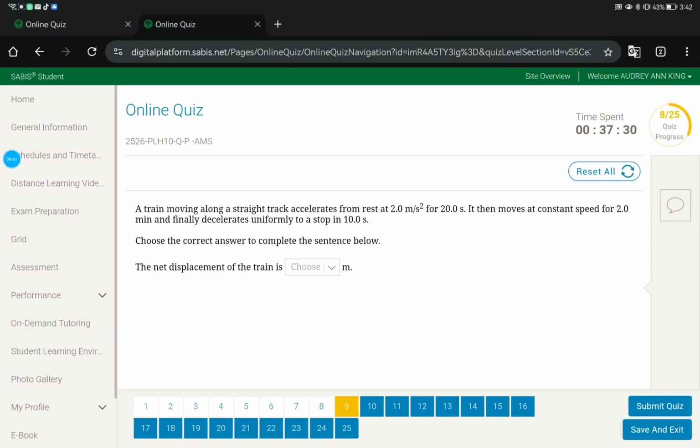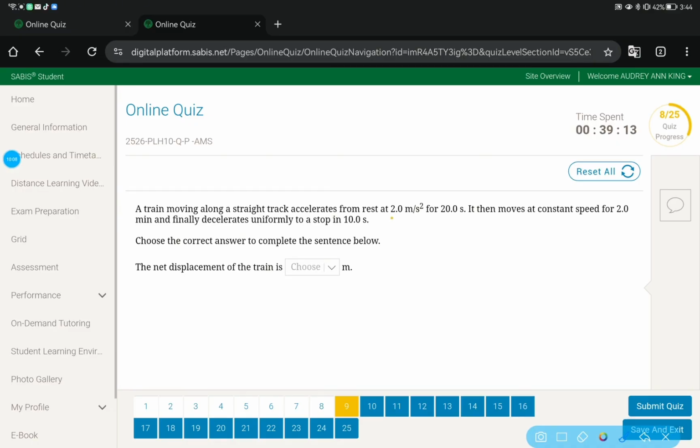A train moving along a straight track accelerates from 2 meters per second for 20 seconds. It then moves at a constant speed for 2 minutes and finally decelerates uniformly to a stop in 10 seconds. The net displacement of the train is blank. Okay, so we had this question last week and it was really hard, so let me explain it because last week I did not explain it that well.